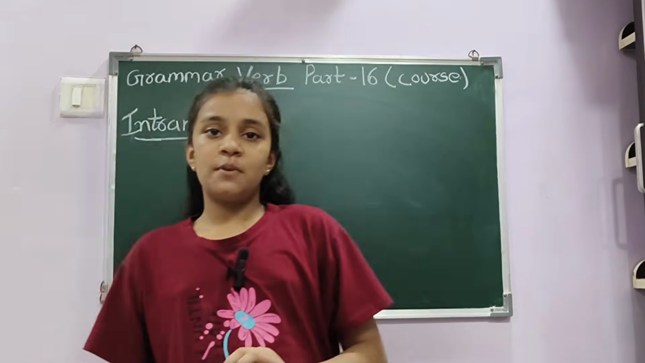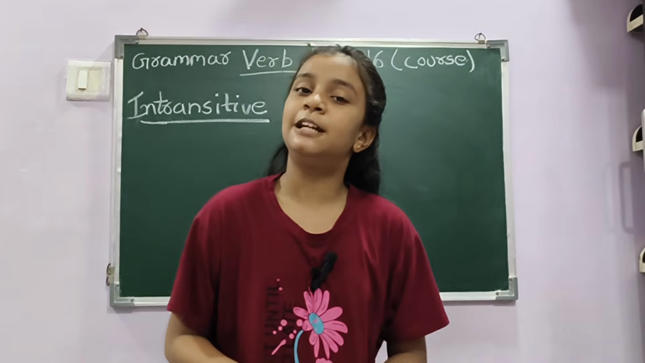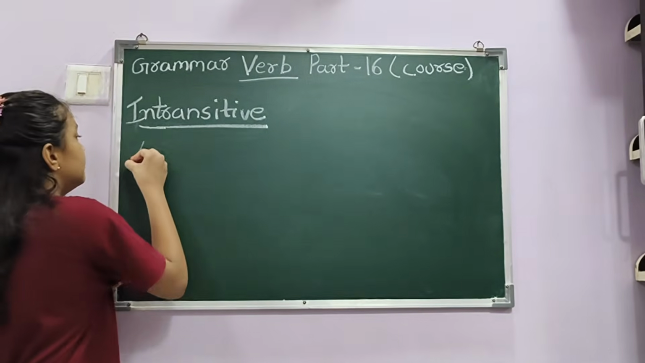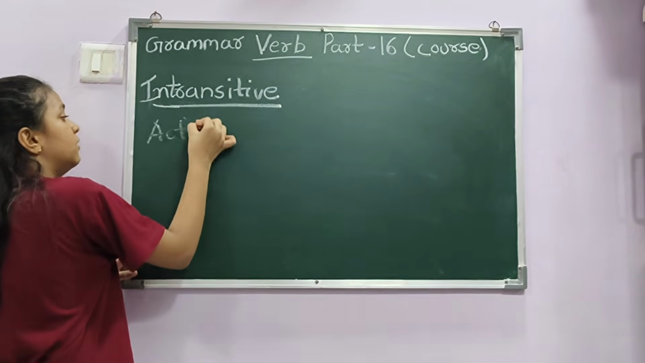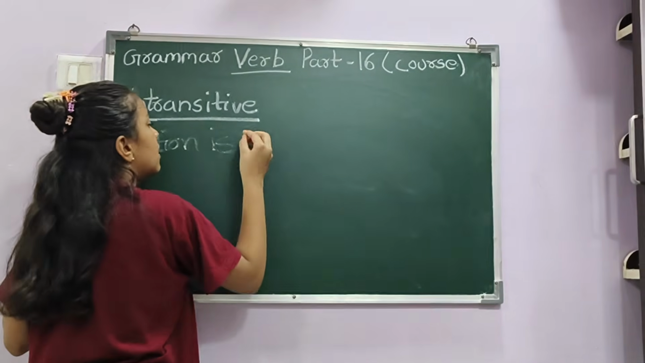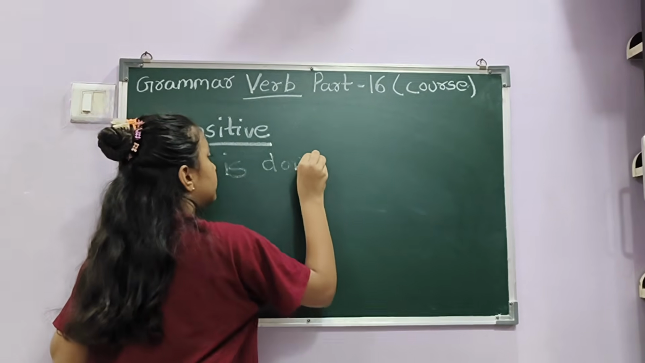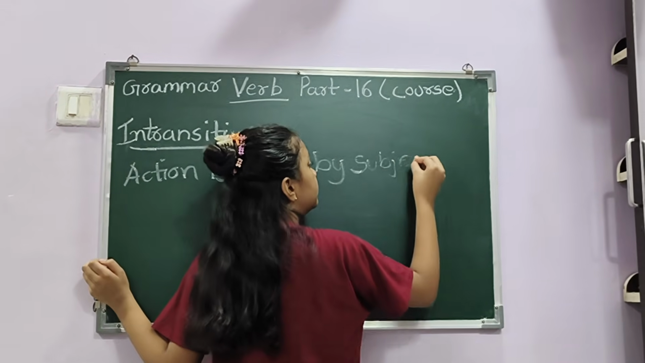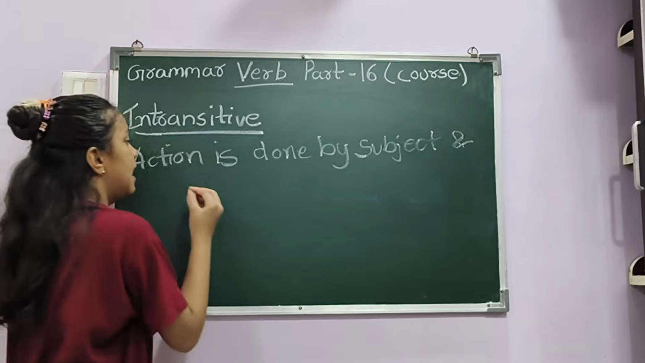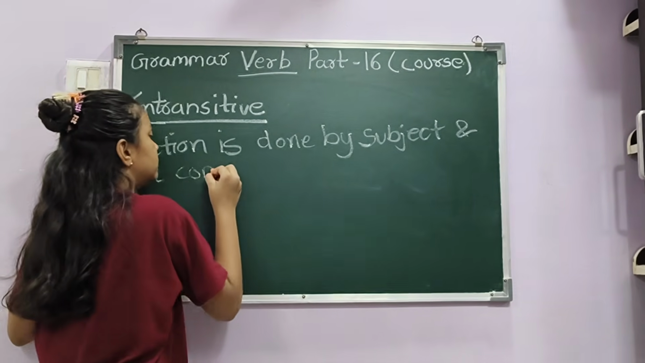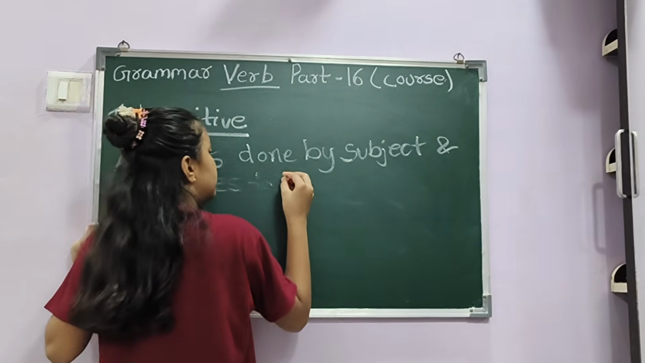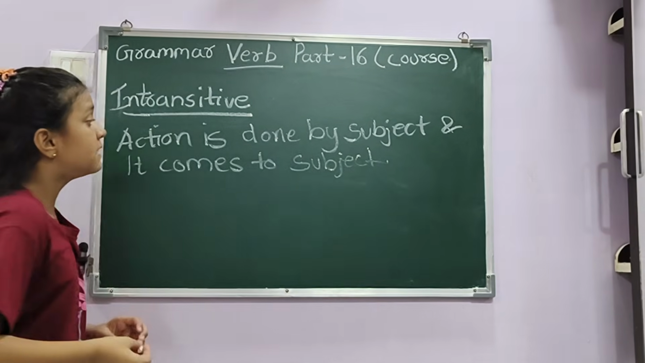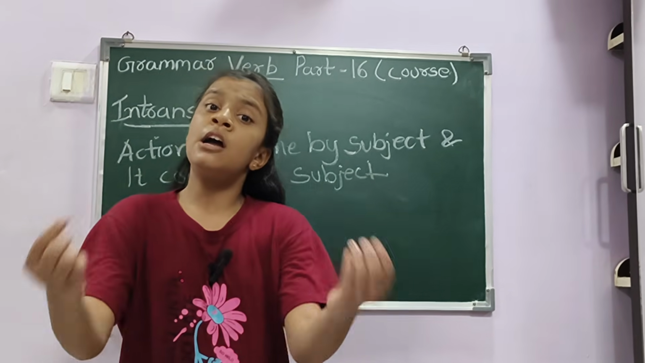So intransitive means what? When the action is done by the subject and it comes to the subject only. That is known as the intransitive. Action is done by subject and it comes to subject only. It means the action is done by the subject and it is coming to itself only.